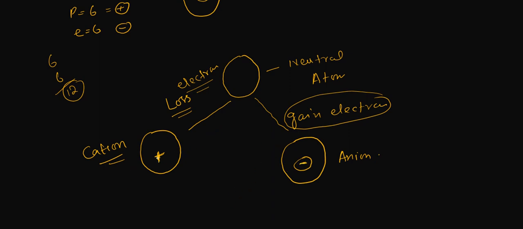Now we discuss a little about the cation and anion. First, the cation. As discussed above, when an atom loses an electron, it becomes positively charged, and a positively charged particle is called a cation.